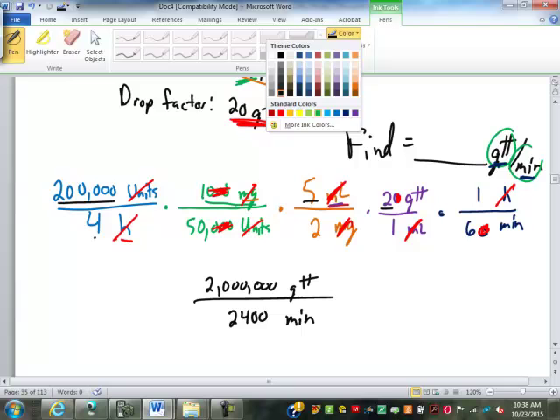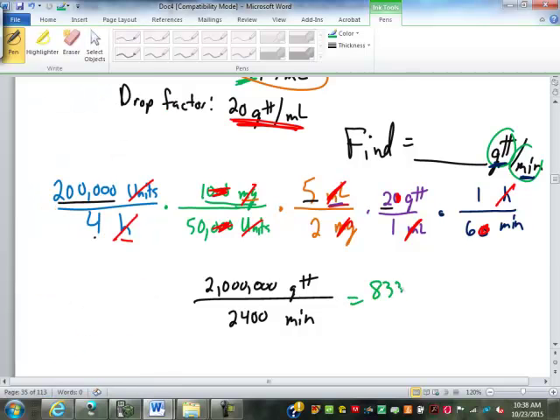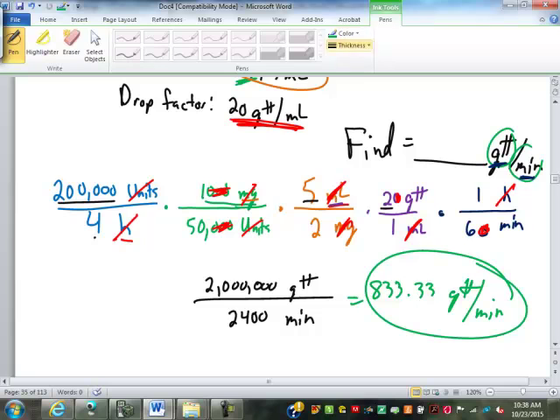And now it's just a matter of dividing that out. 2,000,000 divided by 2,400 minutes gives me 833.33 drops per minute. And again, we said for now, we're going to round to a couple decimal places on drops.